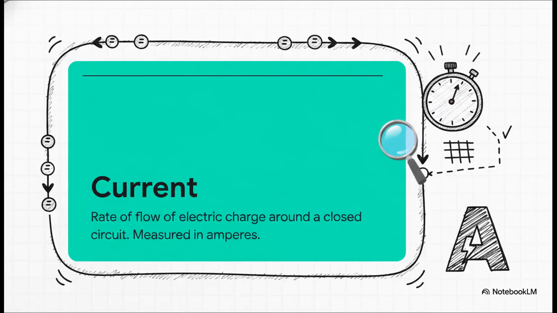And that movement brings us right to our first precise definition. Current is the rate of flow of electric charge around a closed circuit. We measure this in amperes, or we usually just shorten it to amps. A really great way to visualize this is using a stopwatch analogy. Just imagine picking one single point on a wire, grabbing a stopwatch, and counting exactly how many electrons flow past that specific point every single second. That rate of flow, the flow of charge per second, is exactly what current is. So if more charge flows past your point each second, boom, you've got a larger current.